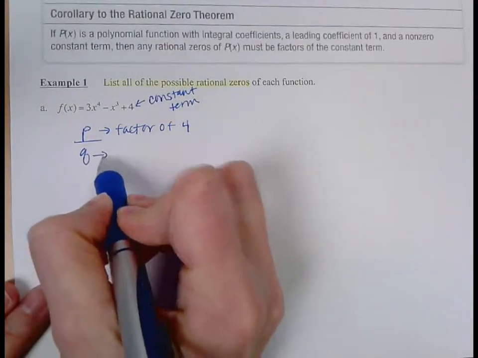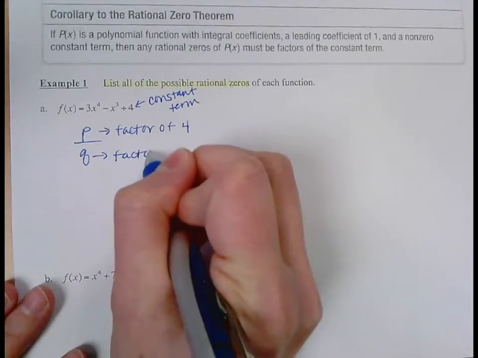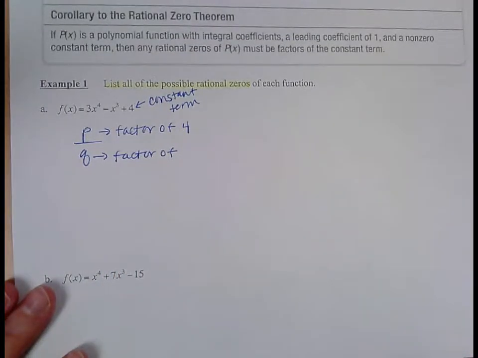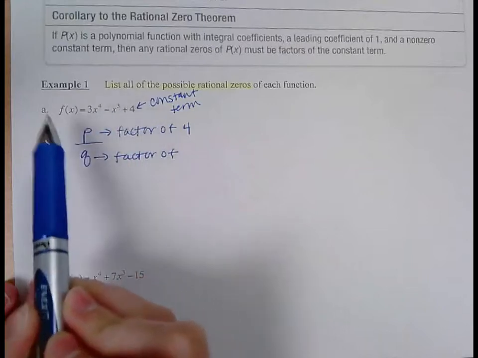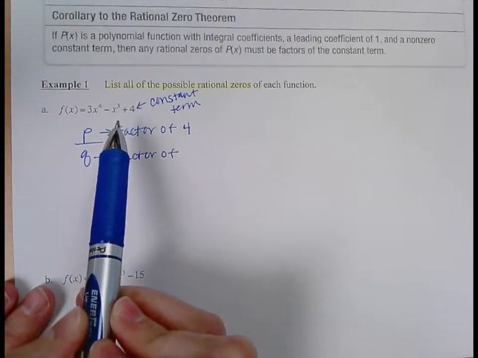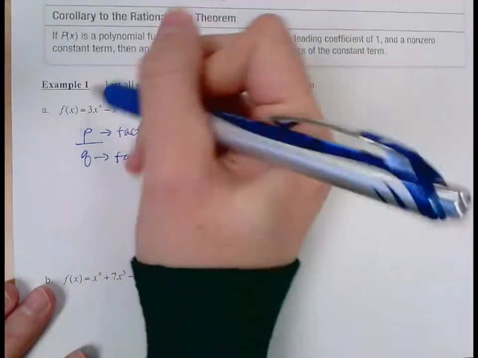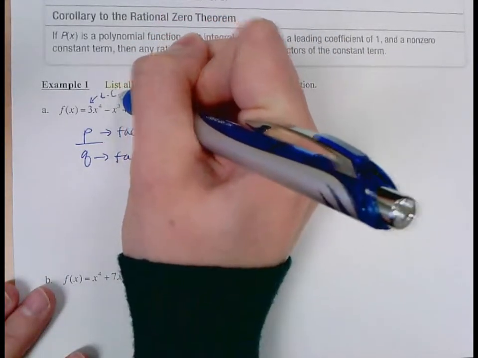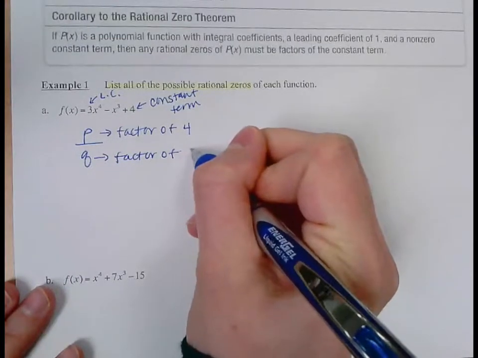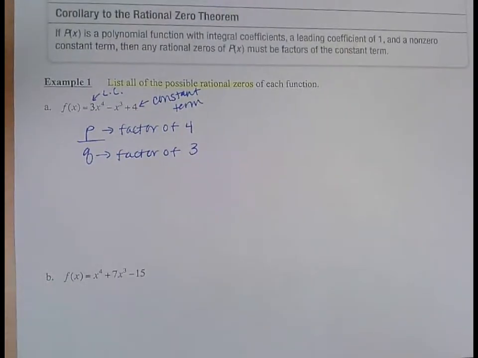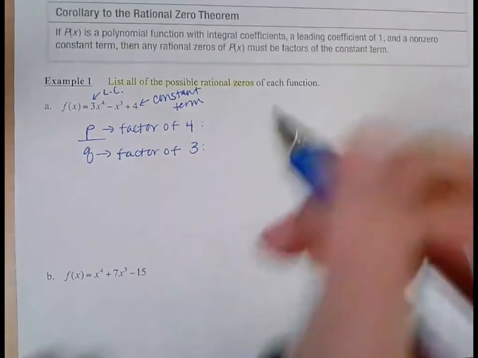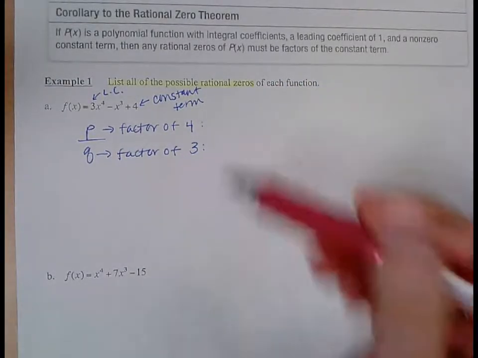So p is going to be a factor of 4. And then q is a factor of the leading coefficient. And what is the leading coefficient in this polynomial? We've talked about leading coefficient before. 3, yep. So since 3 is the leading coefficient, our q is going to be a factor of 3. And a factor of 4 is a number that would multiply to be 4. I'm going to list after each of these what those factors actually are.